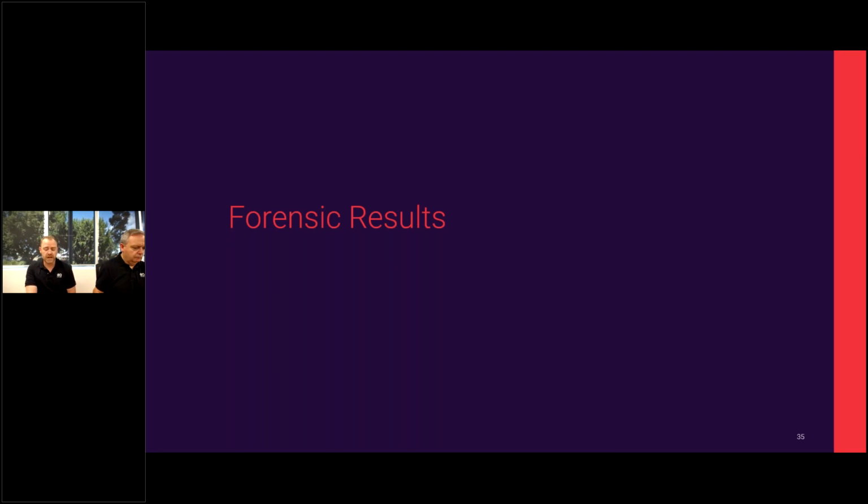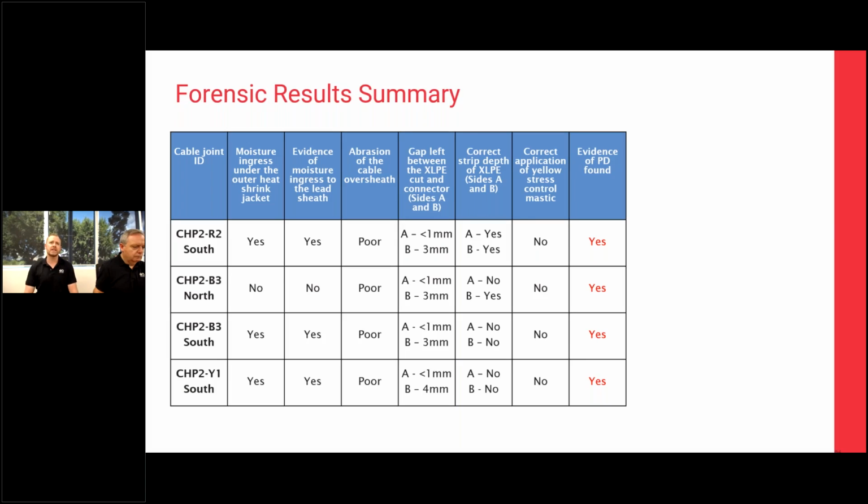Okay, when those joints were cut out of the ground and replaced, they were sent to EA Technologies Forensics Lab in the UK for forensic analysis, where they strip it down and look at everything with a fine-tooth comb to figure out the source of PD. So this is a high-level summary of the joints that were cut out. You'll see here that there are actually 4 joints that were cut out. There was one on red 2, 2 joints on the blue 3 cable, and one on the yellow 1 cable.